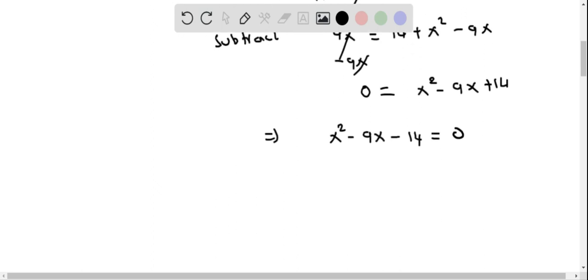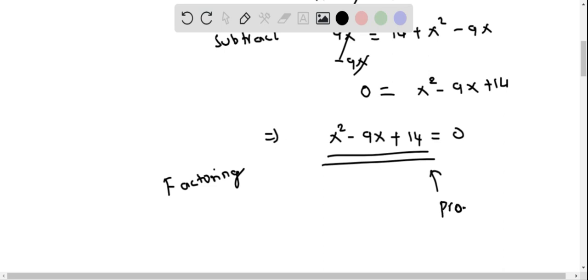Now to solve this quadratic equation, there are multiple ways that we can solve it. Either we can use the factoring method, which we will be using here, or we can also use the quadratic formula. Since this seems to be a fairly simple equation, we can go with the factoring method. We just have to split this. As you can see, this is plus 14, which is a constant. So the product of the two numbers is 14, and the sum is negative 9.